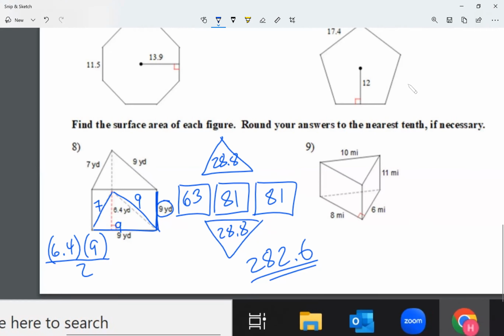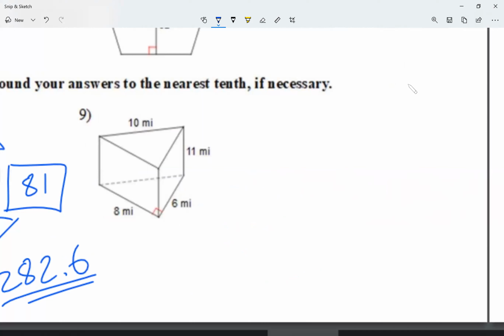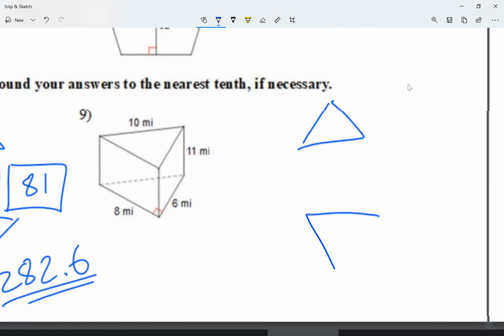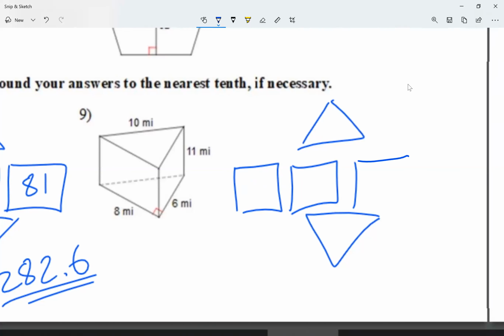All right, let's take a look at question number 9. I know that this thing has to have 2 triangles. So I'm going to draw my 2 triangles here. And then because my triangles have 3 sides, I'm going to have 3 walls, right? 3 rectangles in the center. If my base had 4 sides, which we're going to see starting tomorrow, then I'm going to have more rectangles in the center. All right, so let me worry about my triangle first.